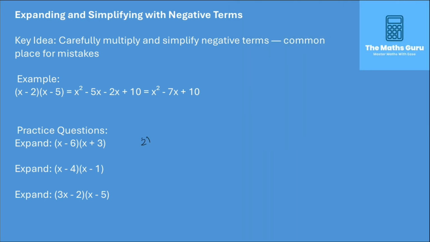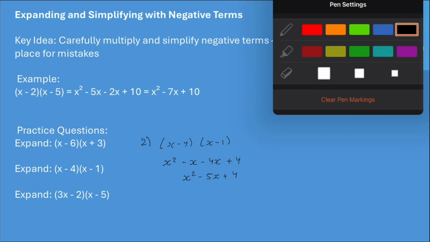Moving on to question number 2. We have x minus 4 and x minus 1. Once again, using our FOIL method, we get x squared. Outside terms now is going to be minus x. Inside terms gives us minus 4x. And then last terms gives us positive 4. Simplifying this, you get x squared minus 5x plus 4.